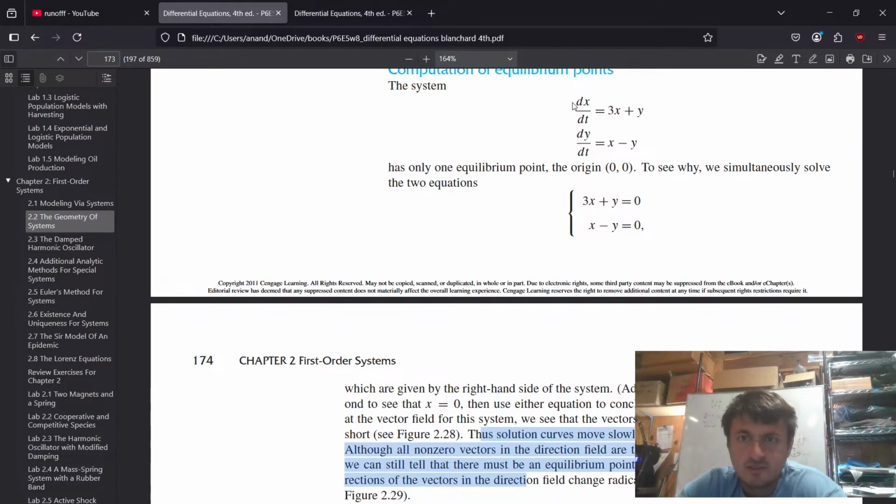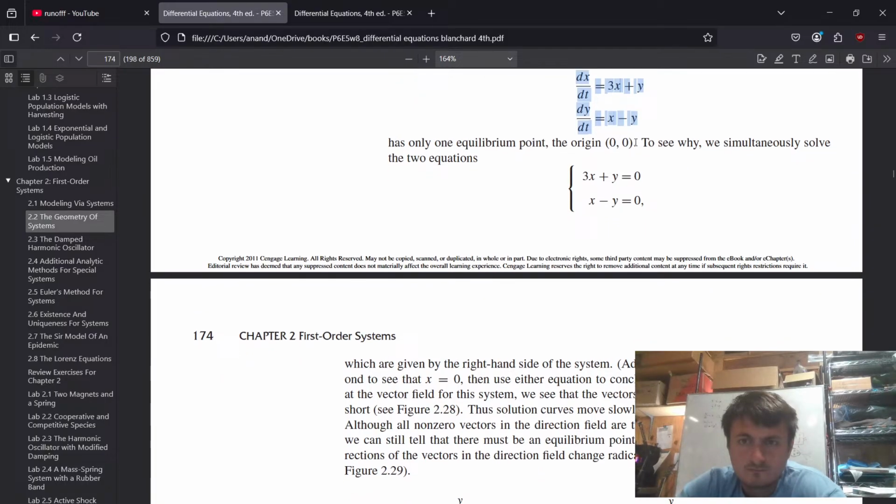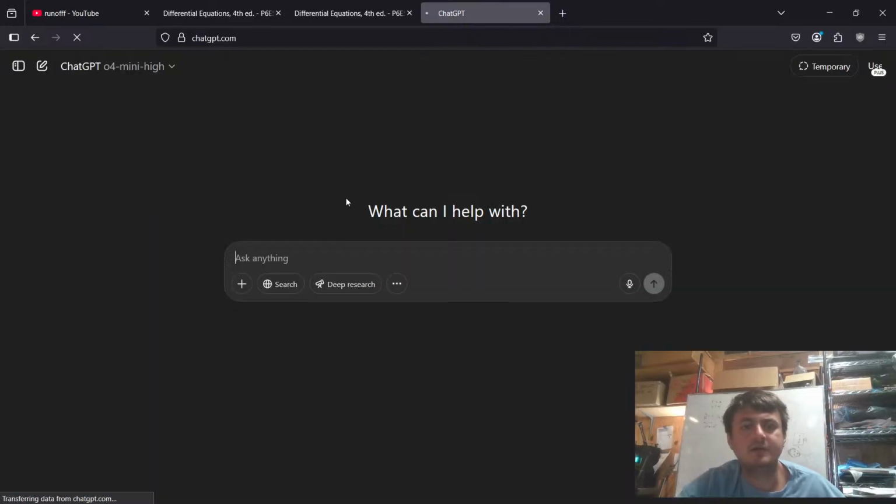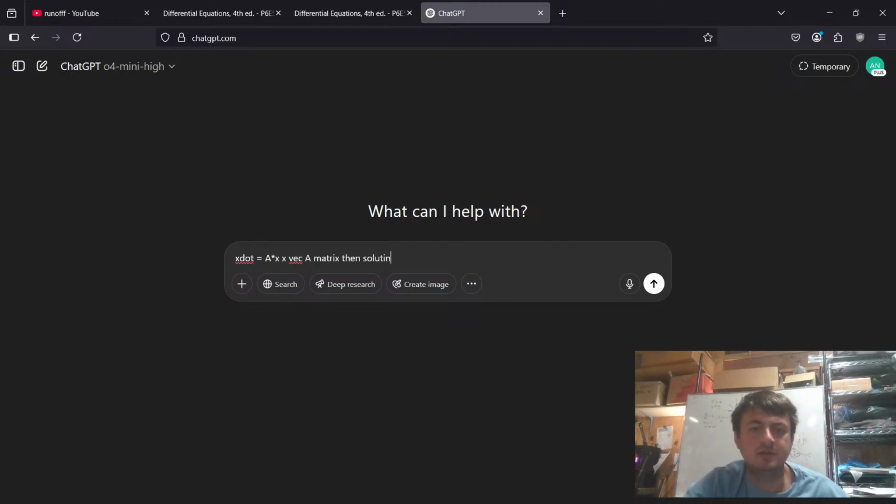But I guess what I want to know about this is, I'm pretty sure if we have x dot equals A times x vec, a matrix, then the solution is x of t is equal to e to the A t times x0, right?